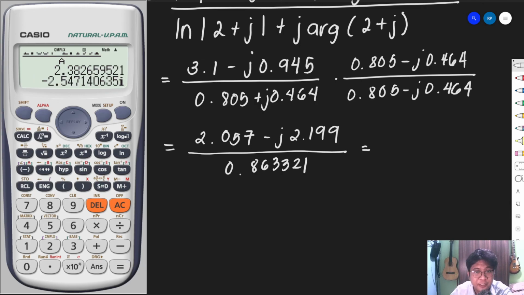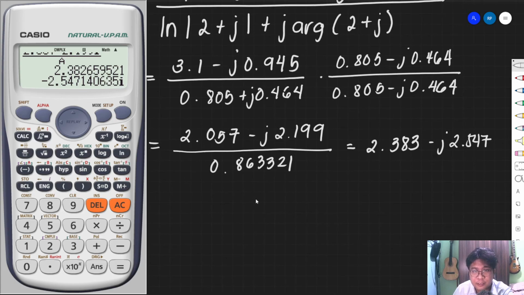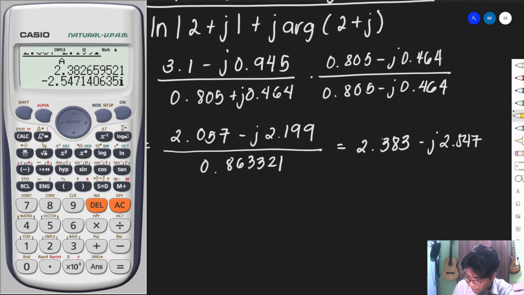Therefore, answer is 2.383 minus j 2.547. Ayan. So, usog ko lang ng konti. Ayan. So, ito yung final answer natin. Okay?